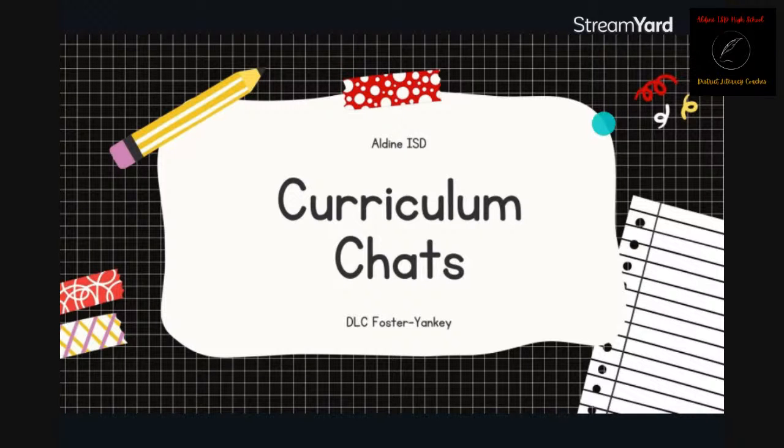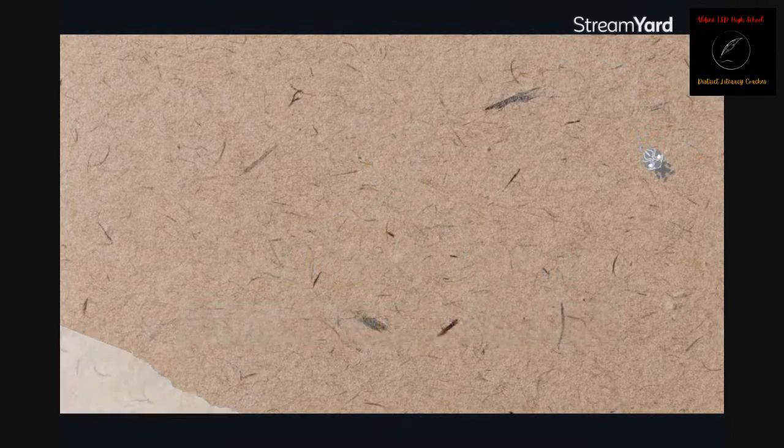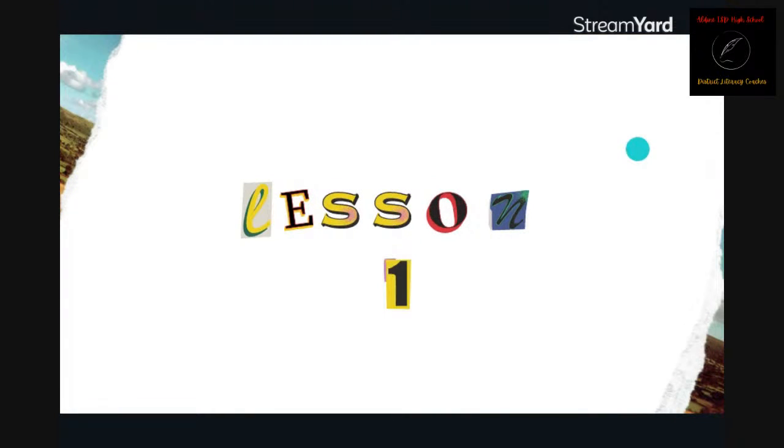This is DLC Foster Yankee, and in this video, I'll be discussing lessons 1 and 2 in the second section of the Book of Unknown Americans unit. So we will begin with lesson 1.